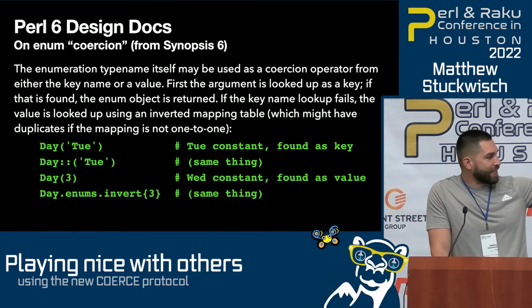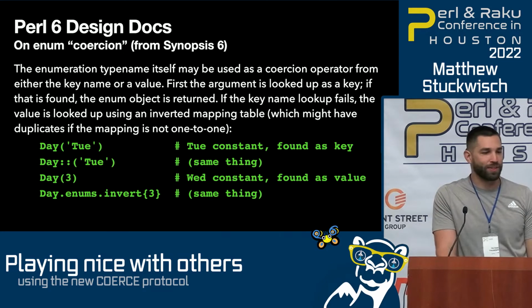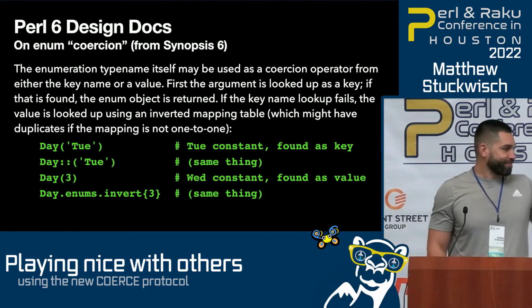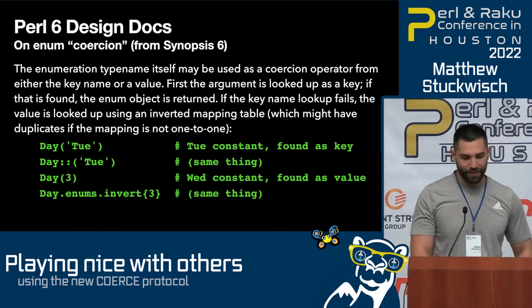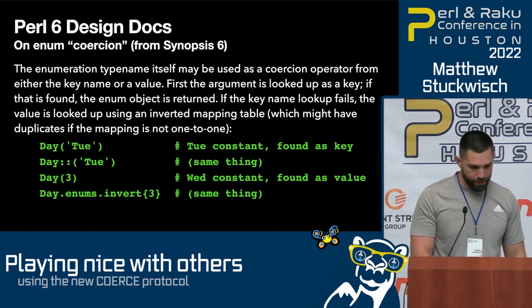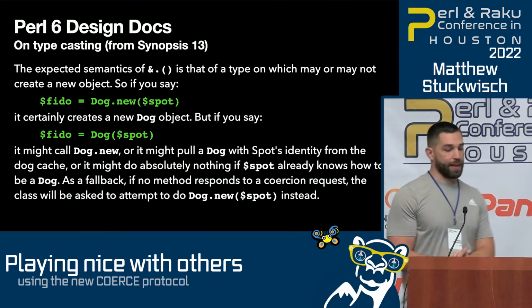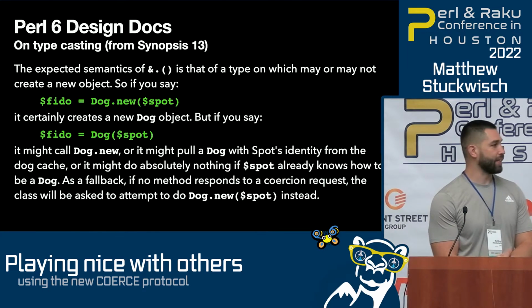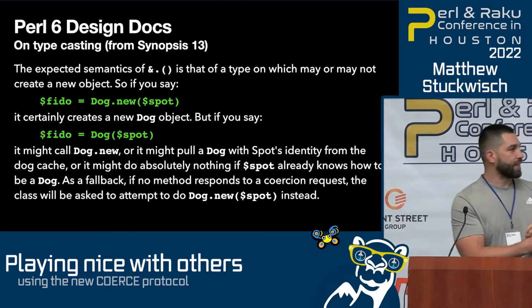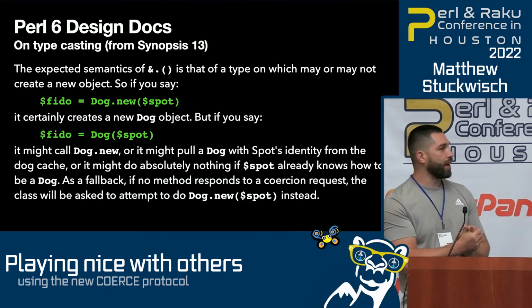And then this day one where they have the Day double colon parenthesis, that's not even really coercion, so I don't know why they included it here. That's just standard namespacing-ish type thing. But that's how they wanted to go about it. There you go. All right. Then we get to typecasting. And it says here, the expected semantics of just that is that of a type on which may or may not create a new object.